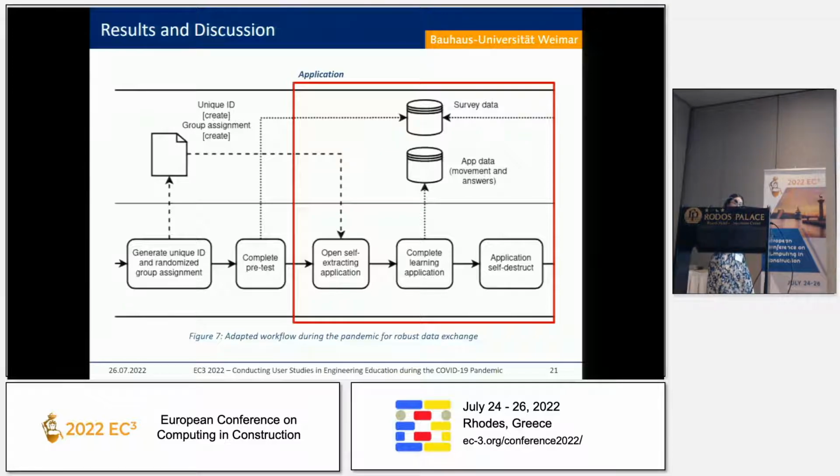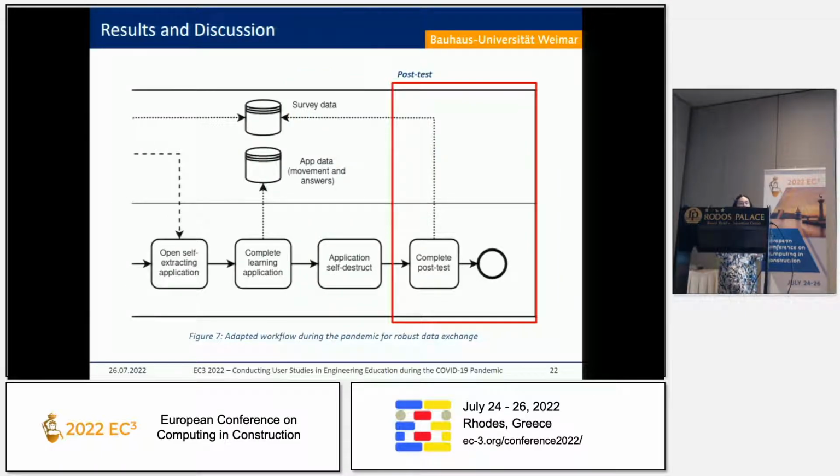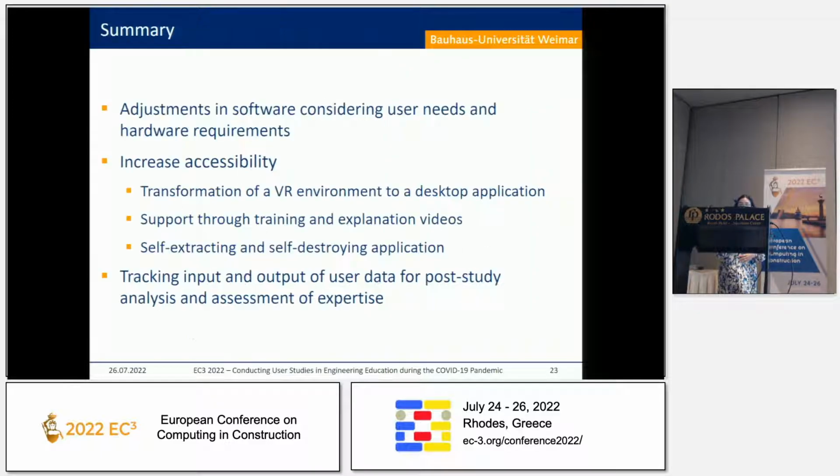They can go through the application, play around, and during that time, we log their data of movement and their answers. This is good for us to later on match this information to see which group was doing how. So after that is done, the application self-destructs. We don't have any more data on the local computer anymore, and they can go on to their post-test and complete that.